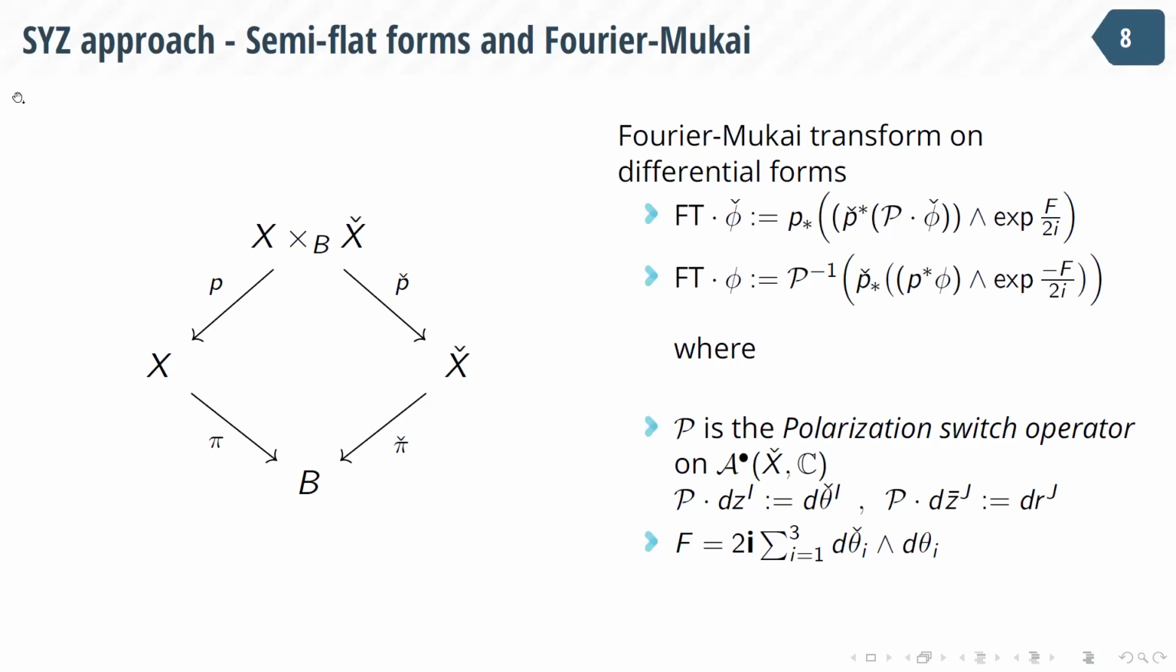And from the diagram, one can understand why it is called a Fourier-like transform, because you start from a form on one of the two sides, you pull it back to the correspondence space, you multiply with a form, so you wedge with an exponential term, and then you push forward along the other fibration, integrating along the fibers. So this is a very concrete and geometrical description of the Fourier-Mukai transform, which was born in the context of derived categories for abelian varieties.